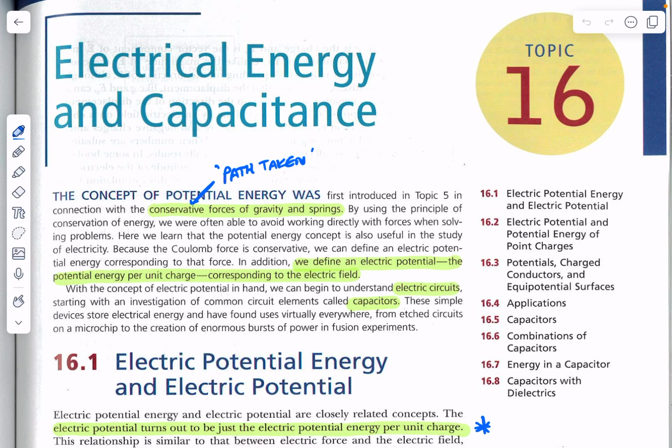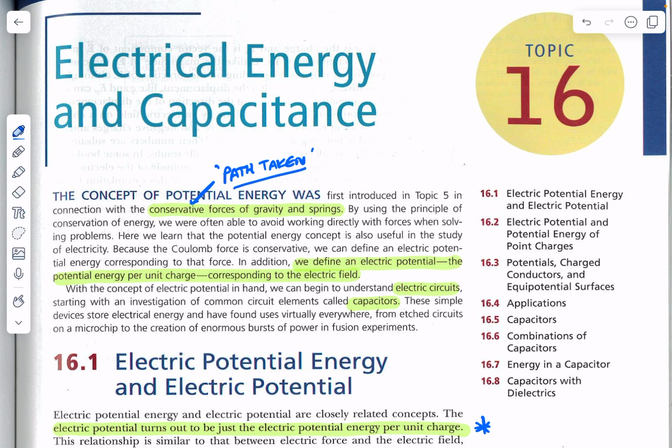We begin chapter 16 with a throwback to a concept from a long time ago, potential energy. You recall that potential energy is the energy stored in something. You can have gravitational potential energy. You can have the potential energy stored in a spring. You can even have the potential energy that's stored in the bonds of molecules, chemical potential energy. And in this particular context, potential energy is considered a conservative force.